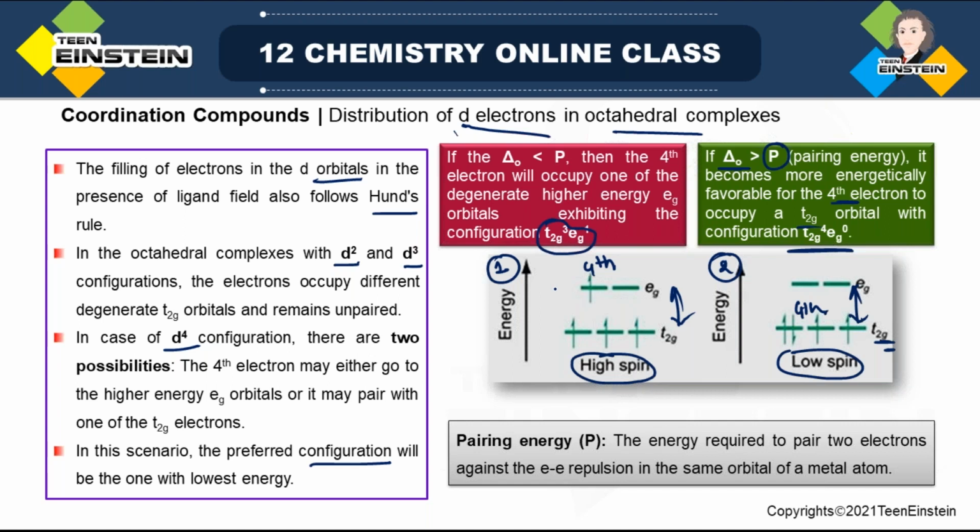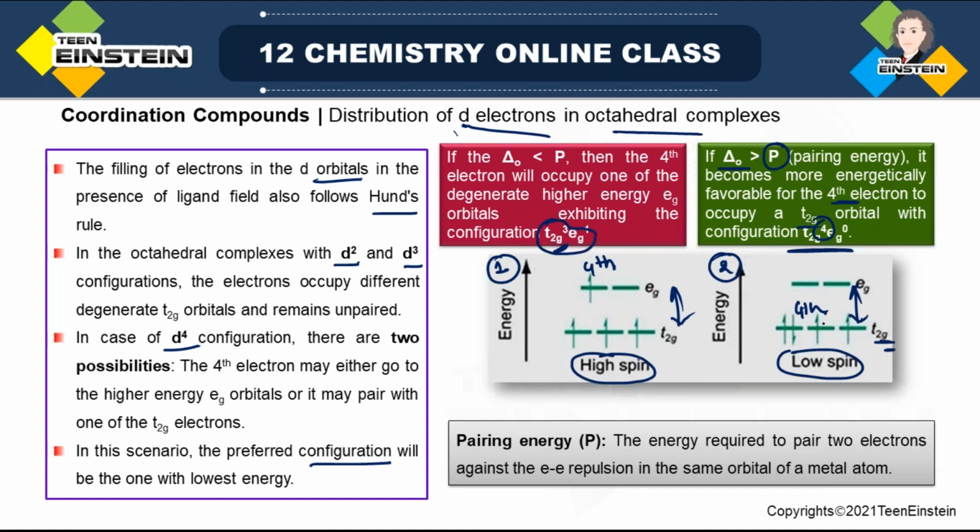Now if you do the calculation for CFSE, obviously the value will be different. In this case, you will multiply 3 with minus 0.4 and 1 with plus 0.6. But in the other case, it will be 4 into minus 0.4. So these 2 values are not the same.